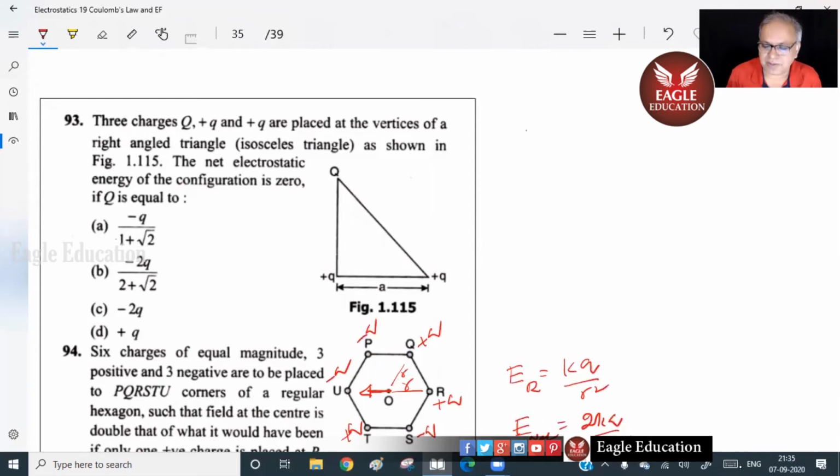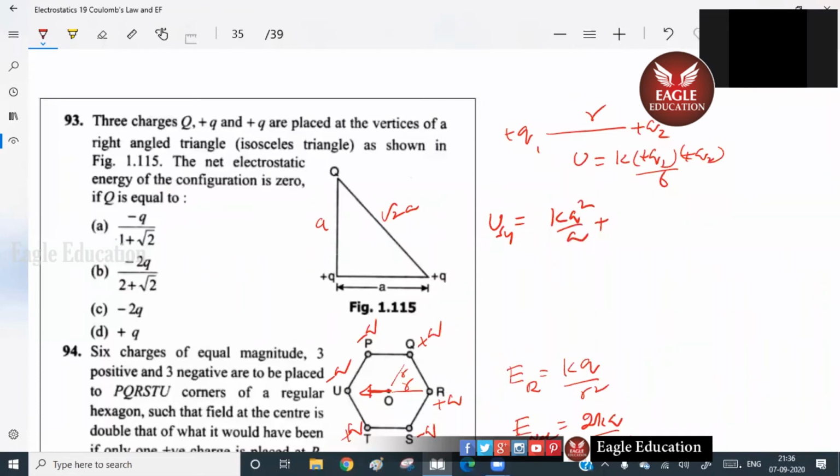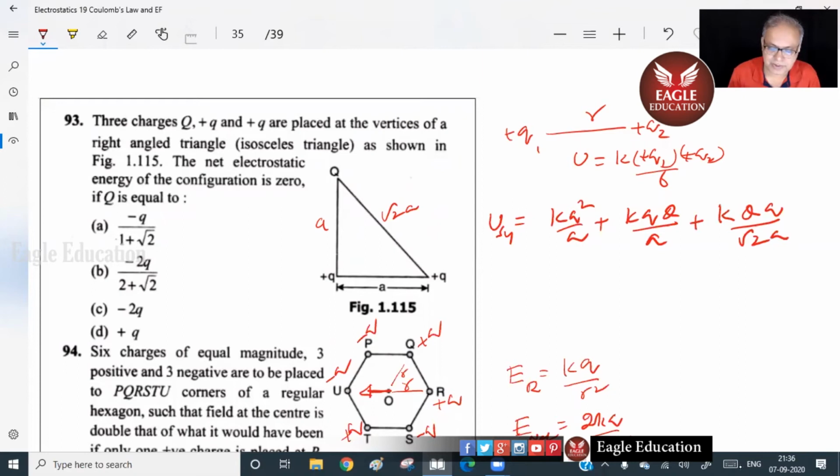The potential energy formula for any two charges is, if I have plus Q1, plus Q2 like that, U equals K into Q1 Q2 by R. Now for every pair of charges, you write the potential energy and add up, that will give you the total potential energy of the system. Make it zero. This is A, this is A, this is root 2A. So the total potential energy of the system is KQ square by A plus KQ into Q by A plus K into Q Q by root 2A. This is taken care. This is taken care. So make it zero. You'll get whatever you want.